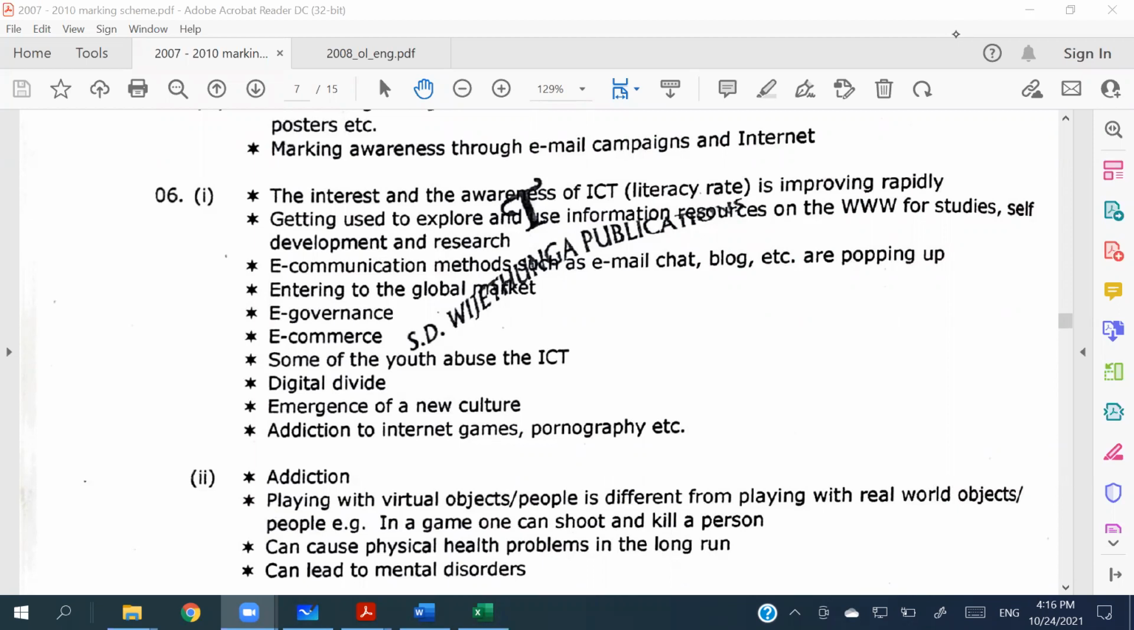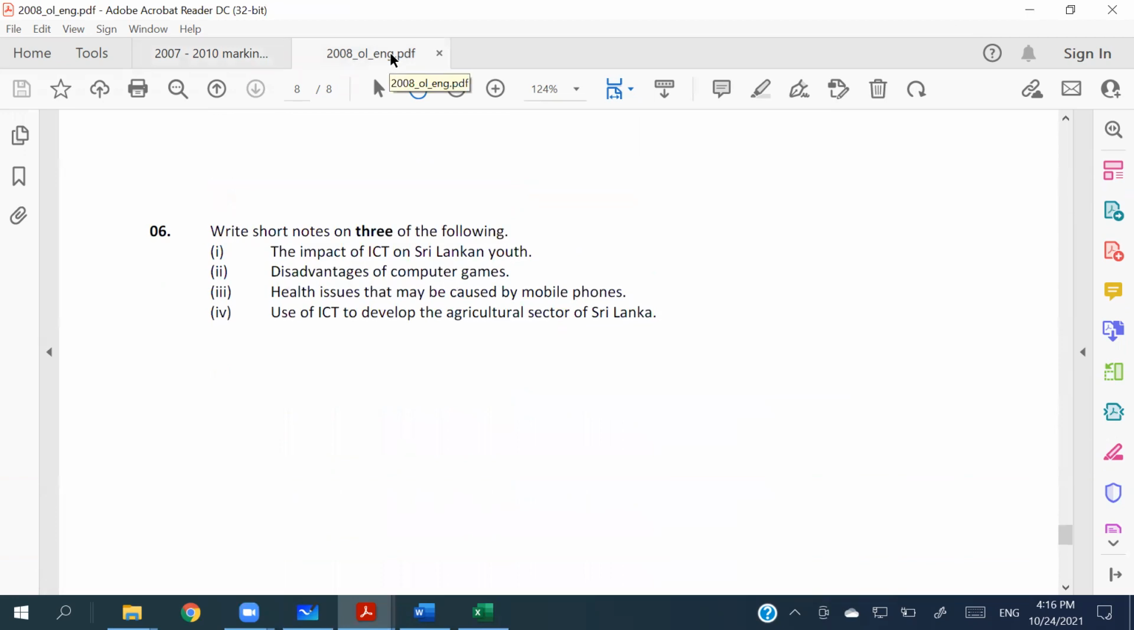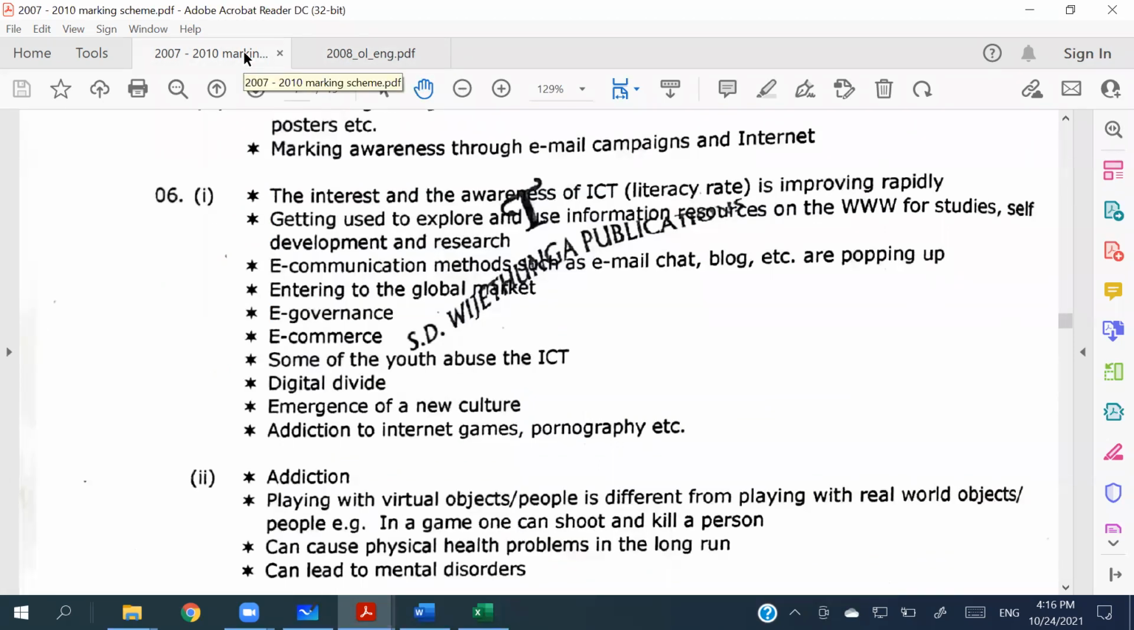Okay, so in the 6th question, the first topic that they are asking about, they're asking us to write only 3 topics, right? The impact of ICT on Sri Lankan youth. So you have to go on these particular facts: the internet and the awareness of ICT regarding the literacy rate, and getting used to explore and use information resources using the World Wide Web, electronic communication methods using email, chat, blogs, and all these things, entry into the global market, e-governance, e-commerce kind of things. So you don't need to include all these facts, right? Your explanation should have some facts which are similar to this, right?